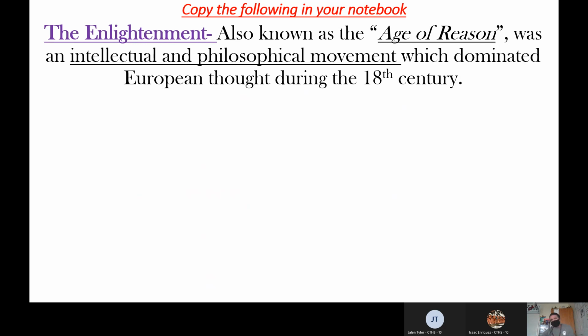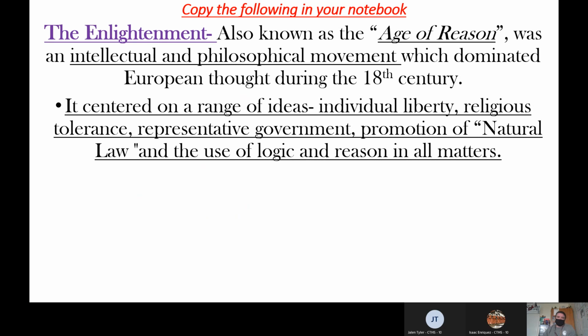So, Age of Reason, an intellectual and philosophical movement which dominated European thought during the 18th century. It centered on a range of ideas, including individual liberty, religious tolerance, representative government, the promotion of natural law, and the use of logic and reason. It all matters. When you hear natural law, it's basically just we're born free, and there shouldn't be any sort of government or any sort of entity that takes away some of our core, unalienable freedoms, our freedom to live, our freedom to own property, our freedom to speak, our freedom to believe what we want to believe.